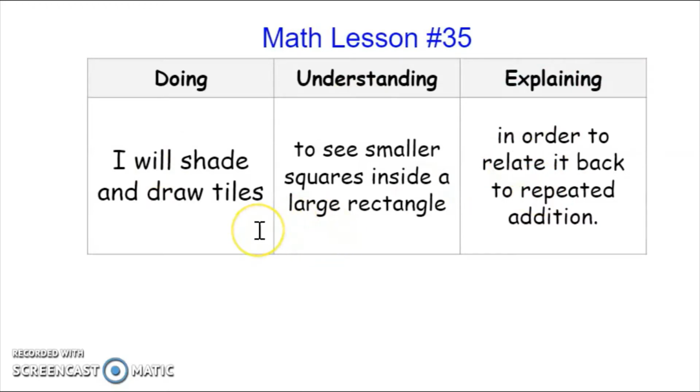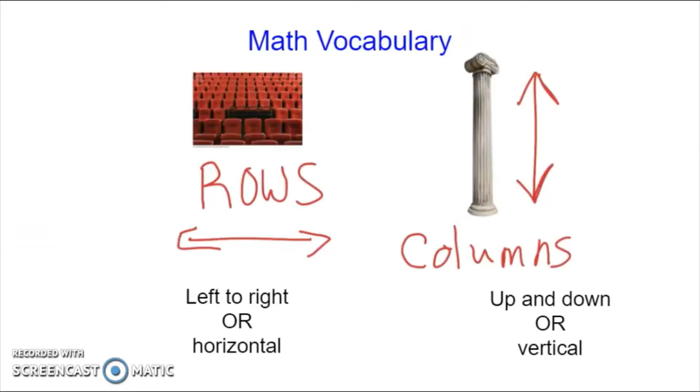Now, in order to understand our objectives, we have to understand what we're working with. And in order to understand what we're working with, we have to review our math vocabulary. So let's go ahead and do that. Remember with our math vocabulary, we've been studying rows and columns lately. And rows, you can think of it like rows that you see in movie theaters that go from left to right and are horizontal or they go across. Whereas columns, they go up and down and are vertical.